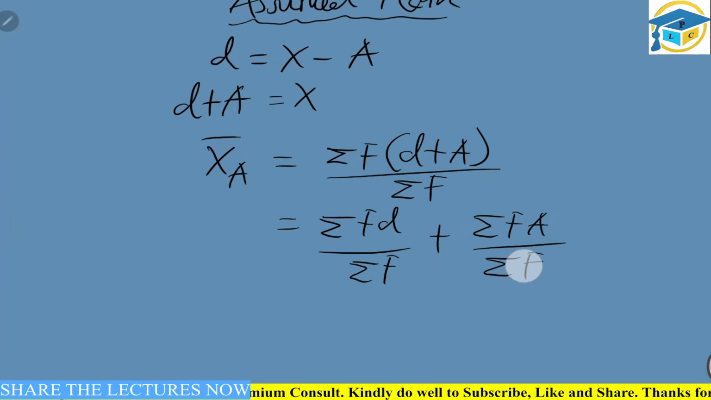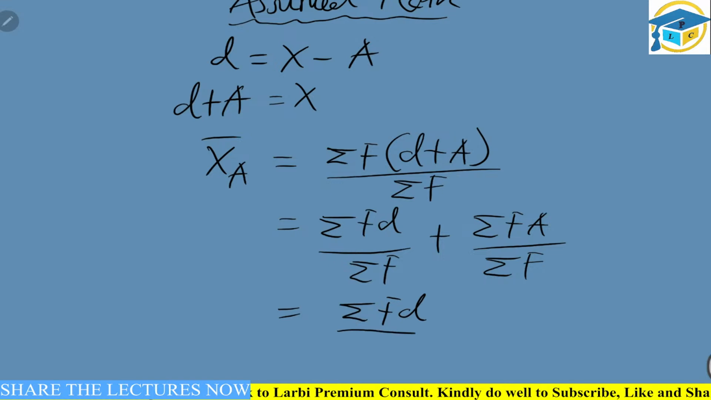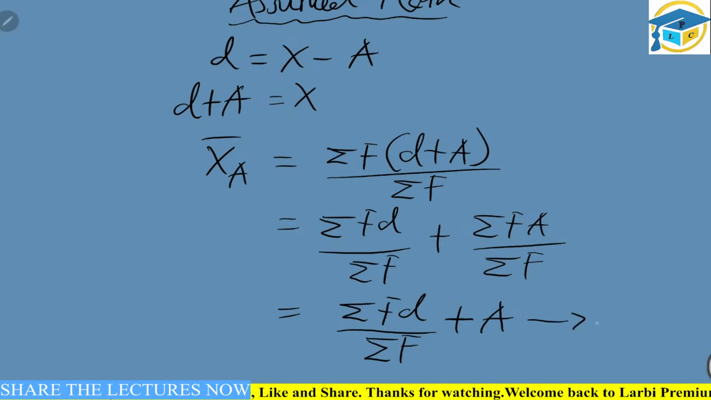You can clearly see that the summation f can cancel the summation f. Where the deviation is involved, we should always attach the deviation value to the summation f of x, summation f, so that we have a feel of what we want to explain at the end of the day. But this one, we can cancel this one straight away. So we'll have summation fd over summation f plus, when this cancels this, we are left with a. So this is how we also find the mean using the assumed mean.